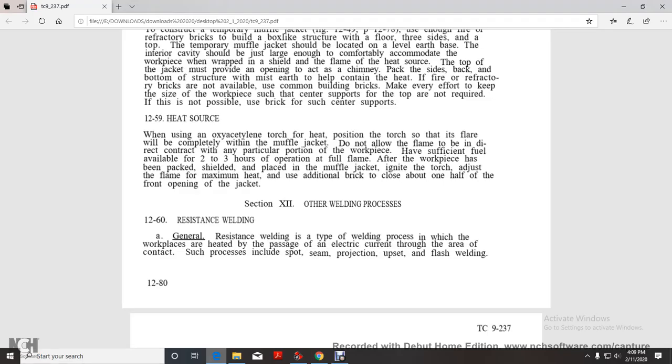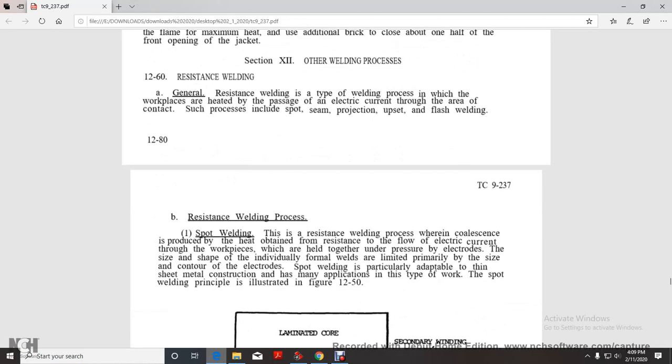Alright, Chapter 12, Section 12, Other Welding Processes. Resistance welding is a type of welding process in which the workpieces are heated with the passage of electrical current through the area of the welding contact. Such processes include spot, seam, projection, upset, and flash welding.